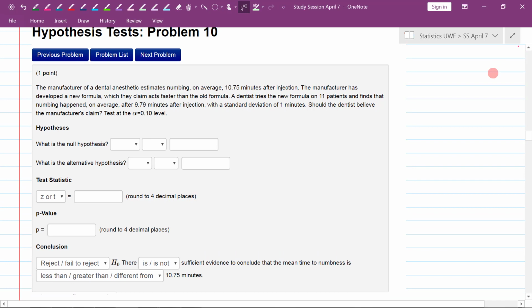Okay, the manufacturer of a dental anesthetic estimates numbing on average is 10.75 minutes after injection. The manufacturer has developed a new formula which they claim acts faster than the old formula. A dentist tries the new formula on 11 patients and finds that the numbing happened on average after 9.79 minutes after injection, with a standard deviation of 1 minute. Should the dentist believe the manufacturer's claim? Test at alpha equal to 0.1.